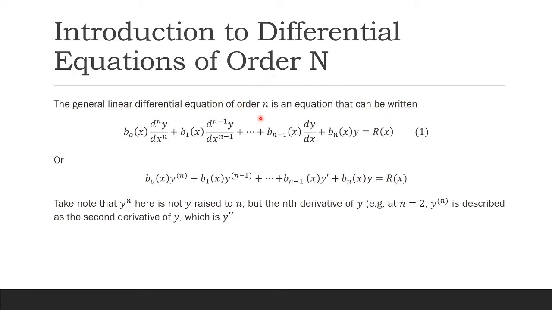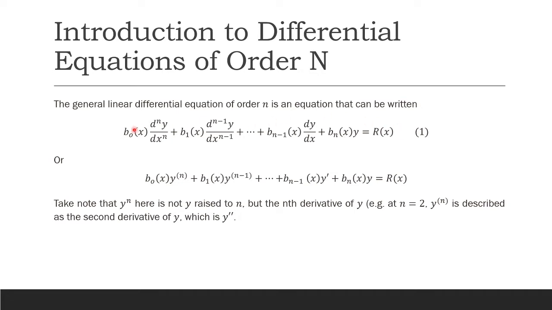So, the general linear differential equation daw of order n is an equation that can be written in this form. That is b sub 0 of x d raised to n y over dx raised to n plus b sub 1 of x d raised to n minus 1 y over dx raised to n minus 1 plus ... plus b sub n minus 1 of x dy over dx plus b sub n of x times y is equal to r of x.